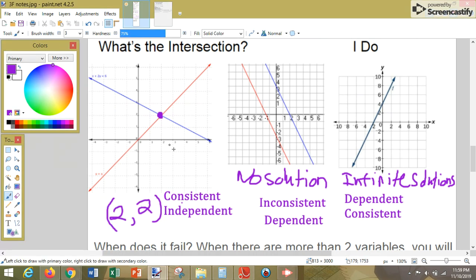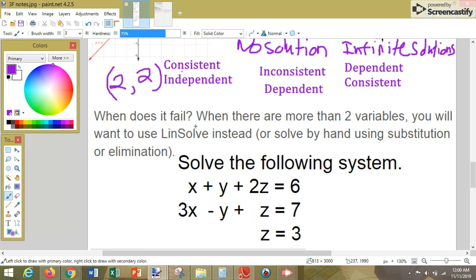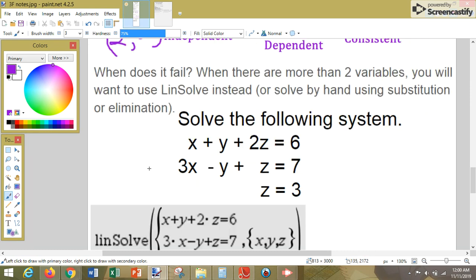So this is another method you can use in the calculator. Graph your two equations, see where the lines meet. When does it fail? When there are more than two variables, you'll want to use LinSolve instead, or solve by hand using substitution or elimination.